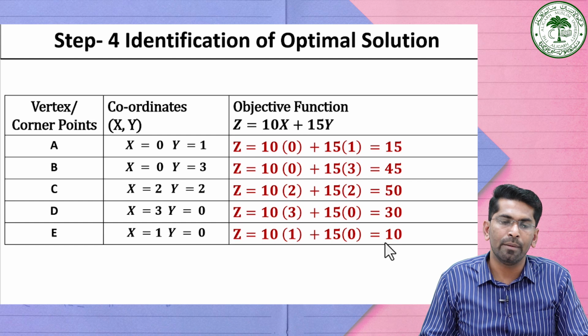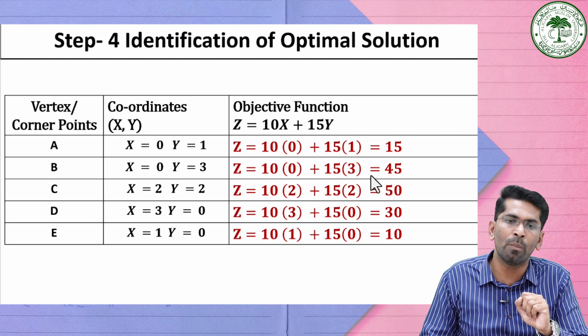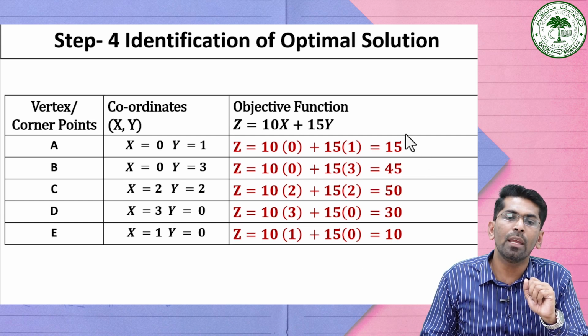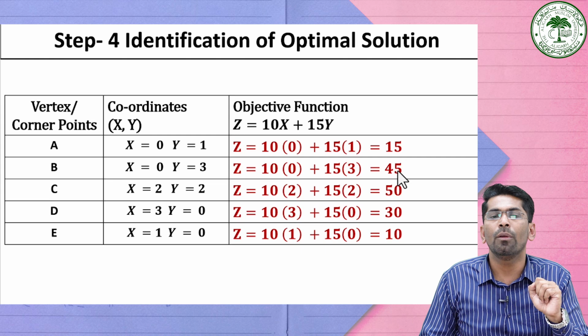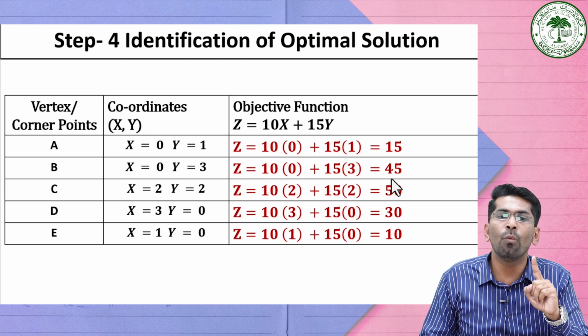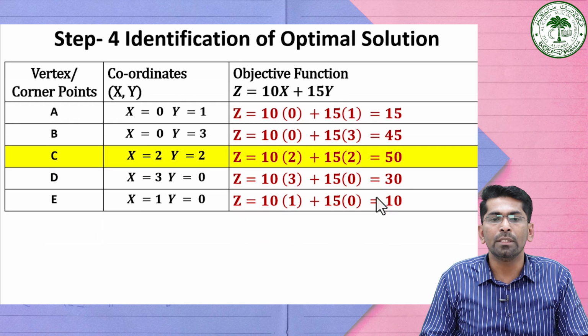So out of these different values for the objective function, we should keep in mind what our objective function was. It was profit maximization. Maximization of profit was the objective function in the given problem. So by substituting the values of x and y at the various corner points, we have to select only one optimal solution among the various feasible solutions. Here the maximum value will be considered, which is equal to 50.